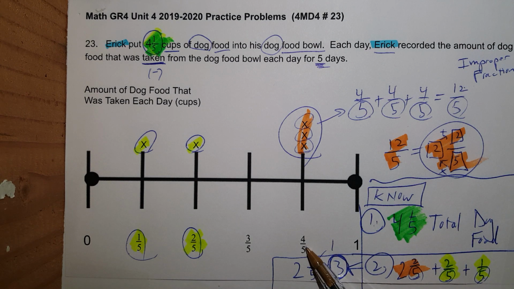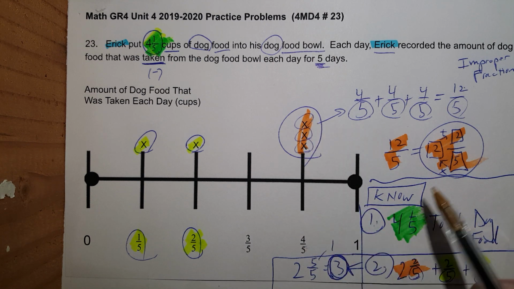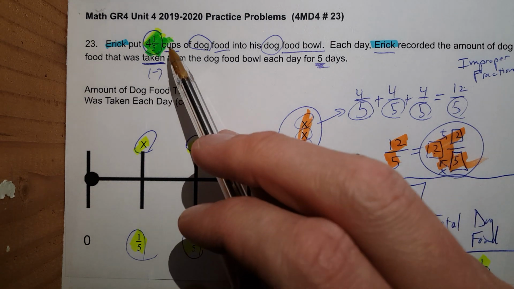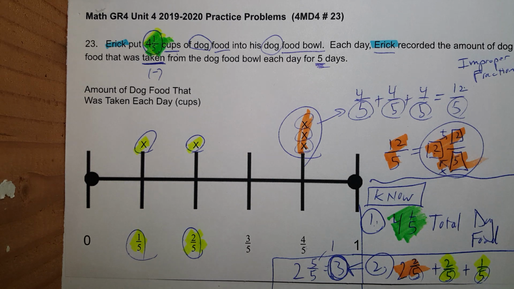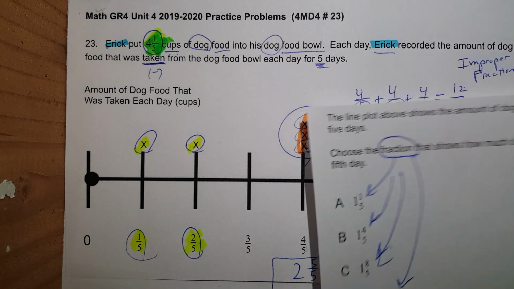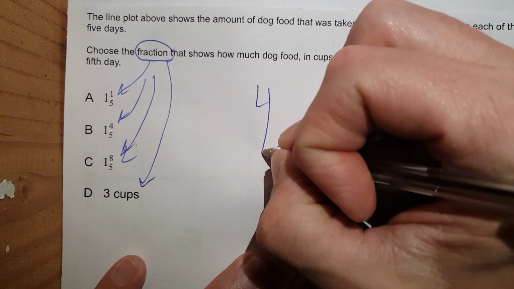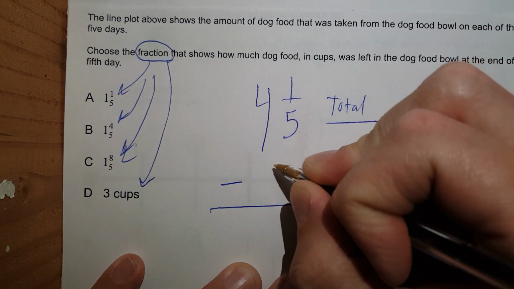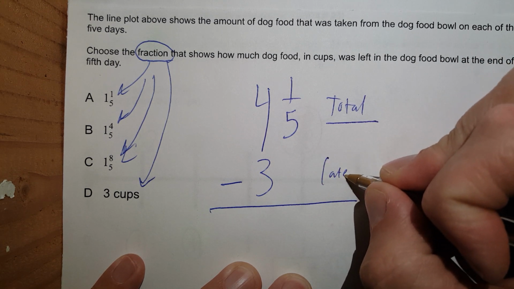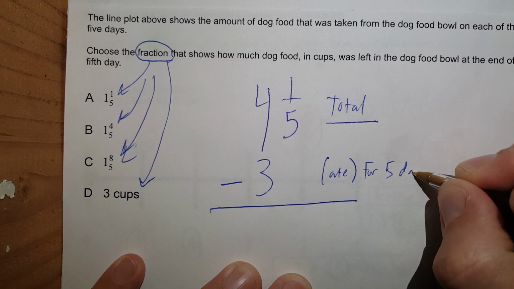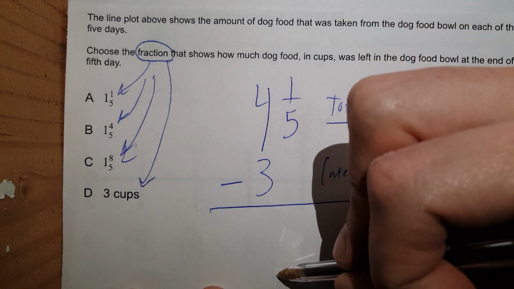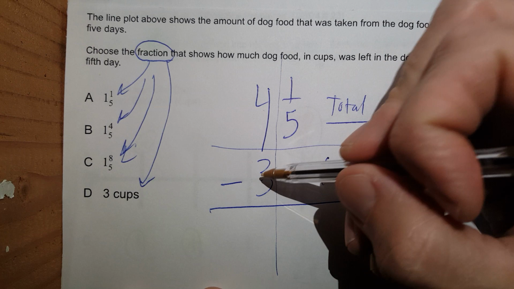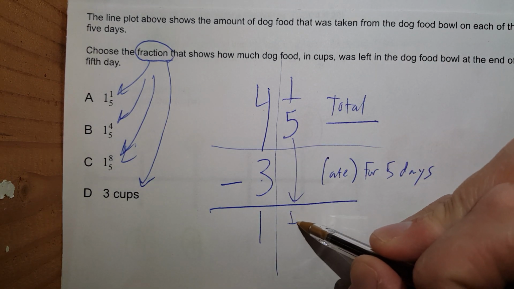Okay, so on these days, you ate 2 2/5 cups of dog food. But we need to add all of them and then subtract. So on this day, 2/5. This day, 1/5. So we add all of them. It ate 3 cups. Here's this part. 4 1/5 was the total. Takeaway. 3, for the 5 days. Now this problem works out beautifully because all we are doing is subtracting the whole numbers and then we just bring down the fraction.